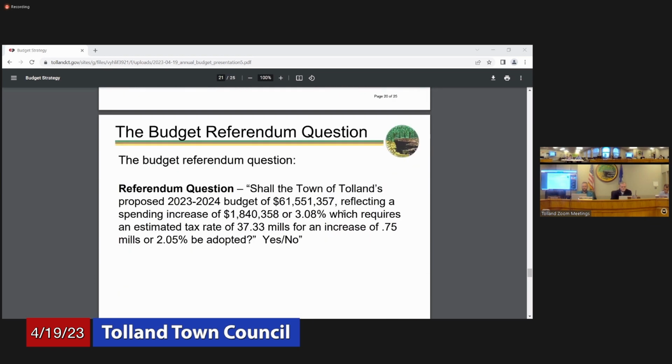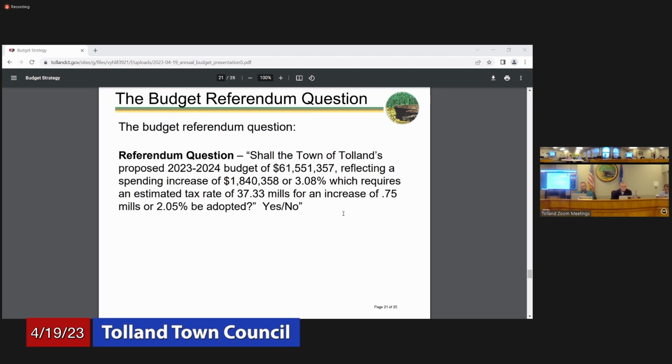So moving to the budget referendum question, as laid out by the council when we adopted the budget on the 10th, is: shall the town of Tolland's proposed 2023-2024 budget of $61,551,357, reflecting a spending increase of $1,804,358 or 3.08%, requiring an estimated tax rate of 37.33 mils, or an increase of 0.75 mils or 2.05%, be adopted, yes or no.